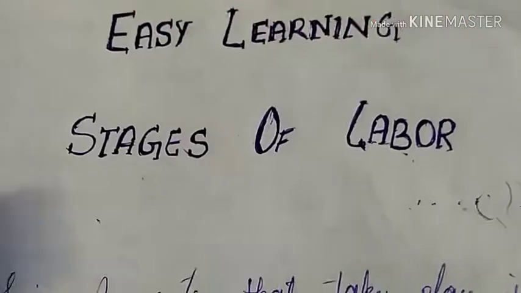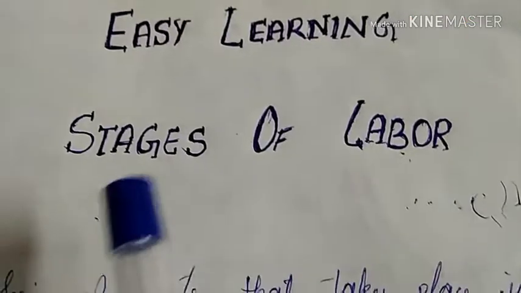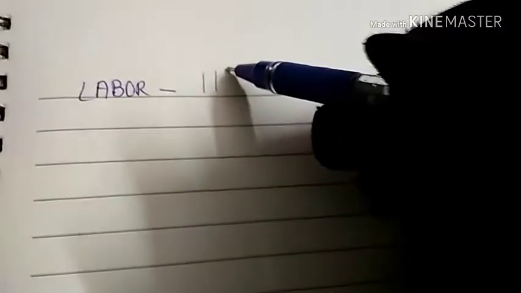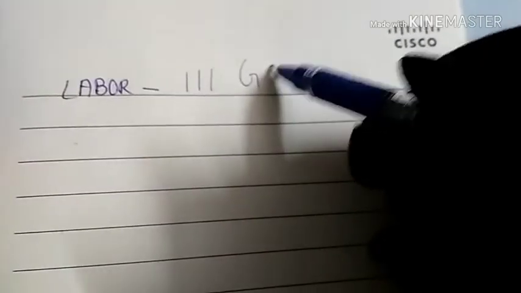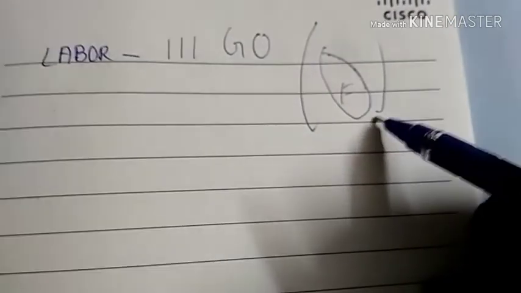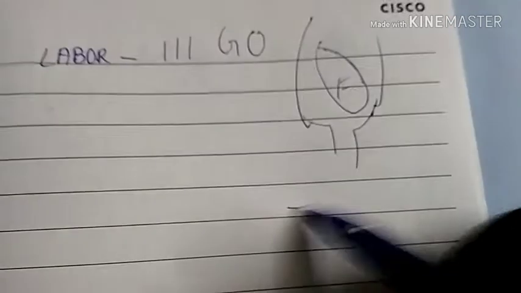My today's topic is stages of labor. So before going to the stages, let us know what labor means. Labor is the series of events which occur one after the other in the genital organ in order to expel the product of conception, that is the fetus, from the womb through the vagina into the outer world.